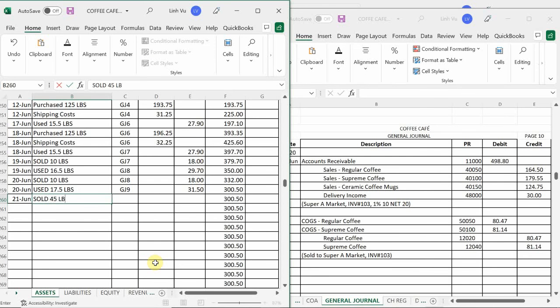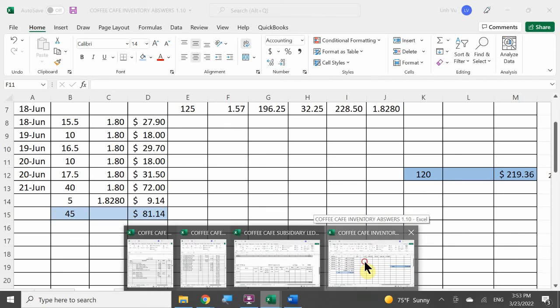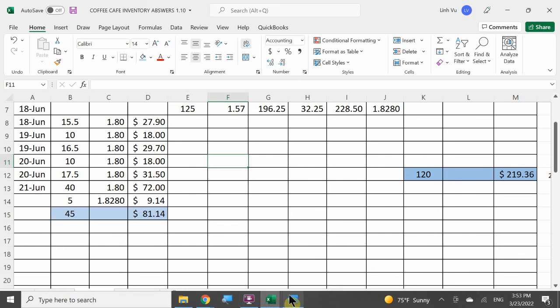We sold 45 pounds at a total of $81.14, which should give me $219.36, which we already calculated is correct, right? We are left with $219.36. Okay.